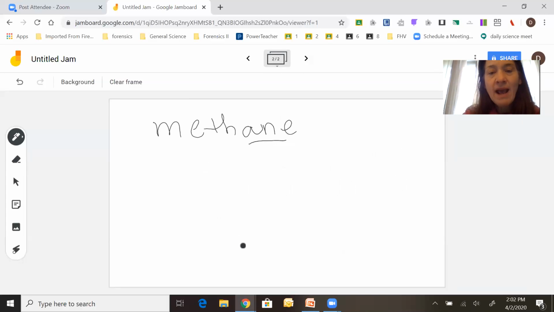Methane. Remember, the ending, ane, tells us that it's an alkane, tells us that it's single bonded. And what does this part tell us? This part of the word tells us how many carbons are in that hydrocarbon molecule.